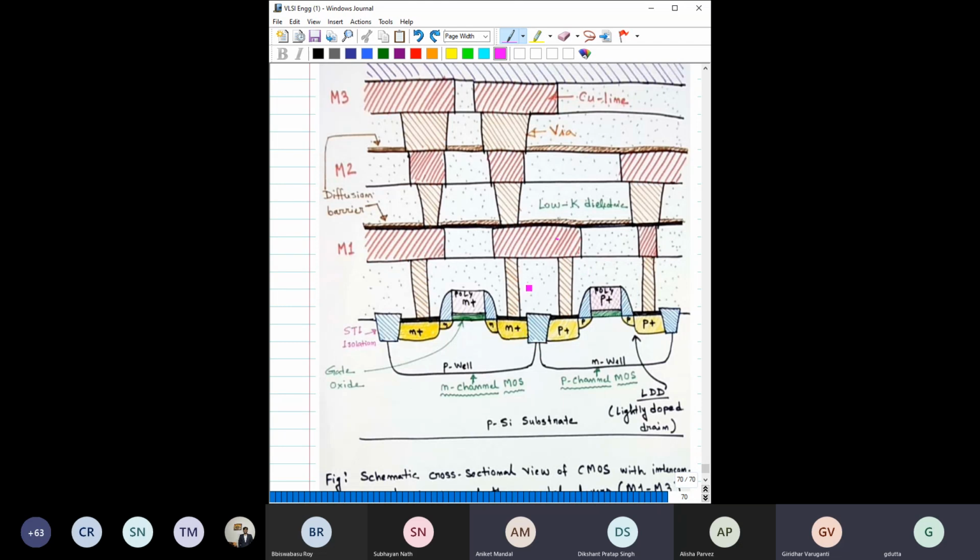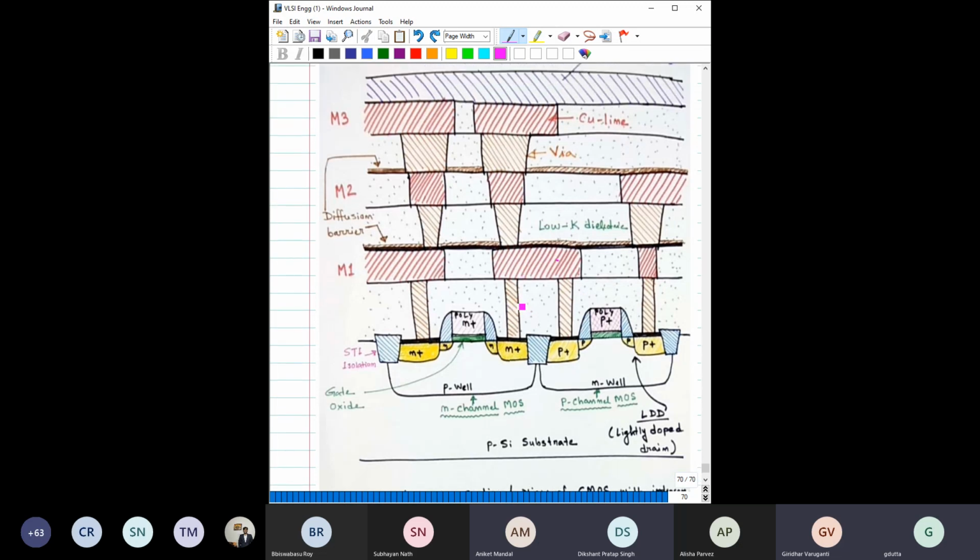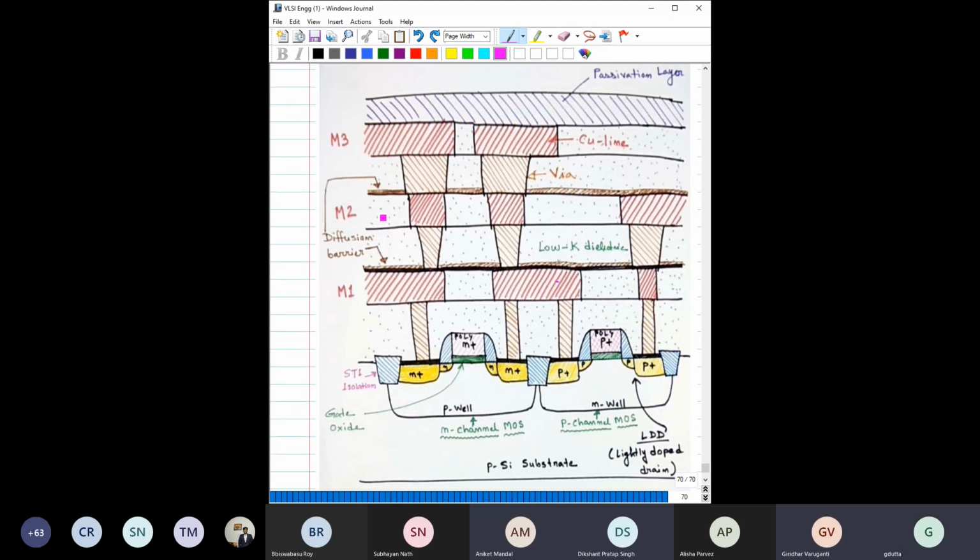Then on top we have some oxides and we have taken connections. It's called a via. With this via you have taken this line, which is called metal line 1. Then you have this metal line 2, because there are multiple devices, not only one inverter, so you have to connect them. You take multiple metal lines going above and connect the whole circuit together. Finally, you have this passivation layer. Only 3 lines are shown, but in modern CMOS technology you might have 6 to 7 metal lines, one above the other.